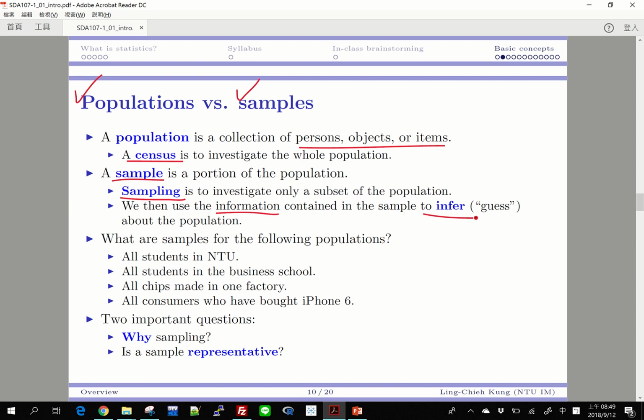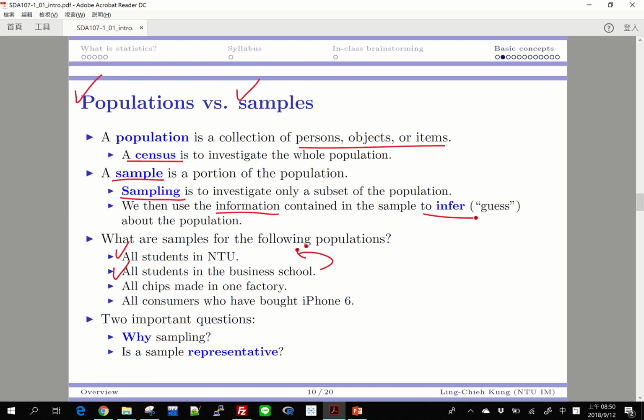So here are some examples. If we have a population that is all the students in NTU, then some kind of sample would be we stand somewhere in NTU and ask 100 random students who passed in front of us. That's a sample. Or we can say, if we are talking about all the students in the business school, then that can also be a sample of all the NTU students. Okay? Because that's also a portion of all the NTU students.